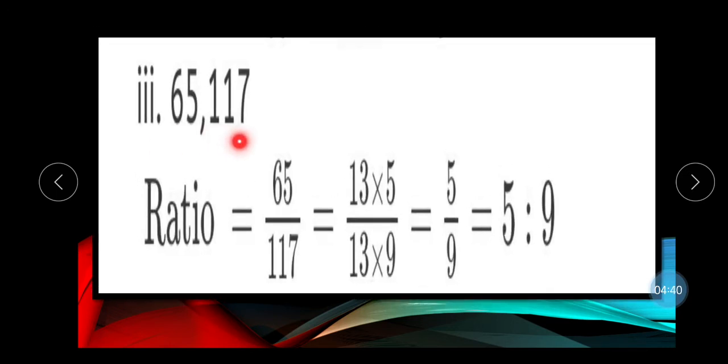Third one, 65 and 117. Ratio is equal to 65 upon 117 is equal to 13 into 5 upon 13 into 9 is equal to 5 upon 9. That is equal to 5 is to 9. Therefore, the final answer is 65 is to 117 is equal to 5 is to 9.